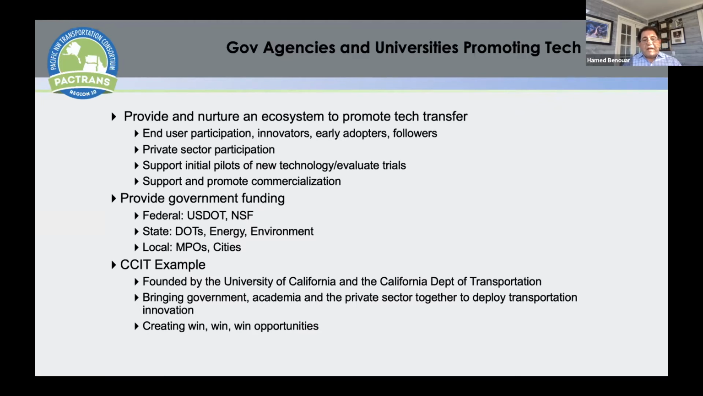And then at the local levels, where you really have the end users, or even the districts within a state DOT, you have the headquarters, but you also have the districts. They're the ones who work with the MPOs, the metropolitan planning organizations, and the cities to be able to implement these technologies. Of course, right here I'm focusing on transportation innovation, but technologies in general could be nurtured this way and transferred this way.